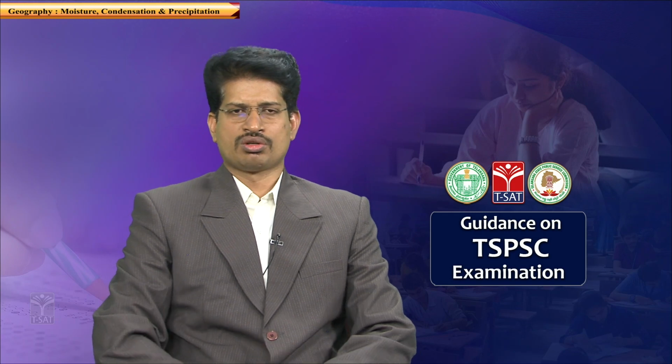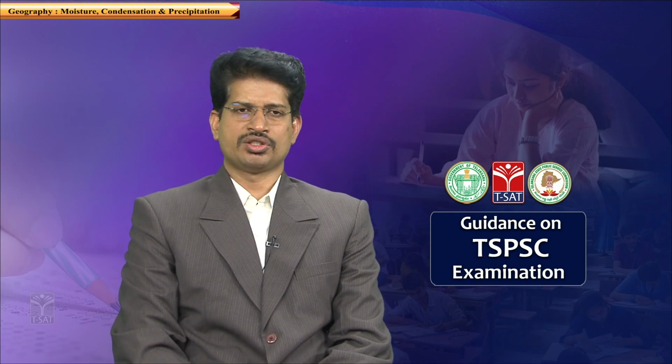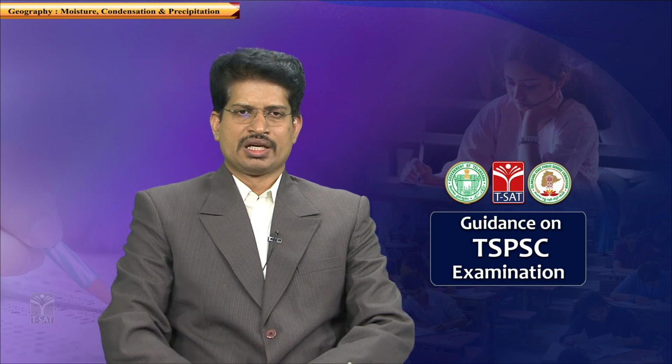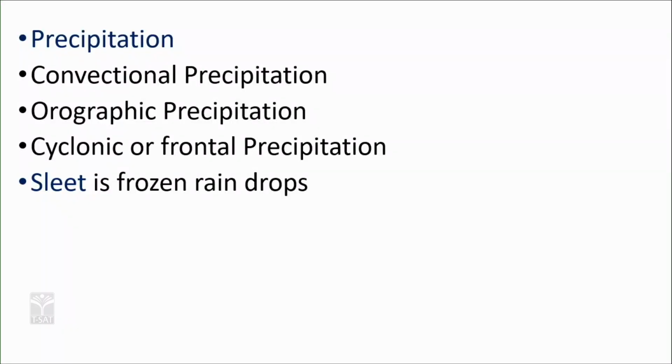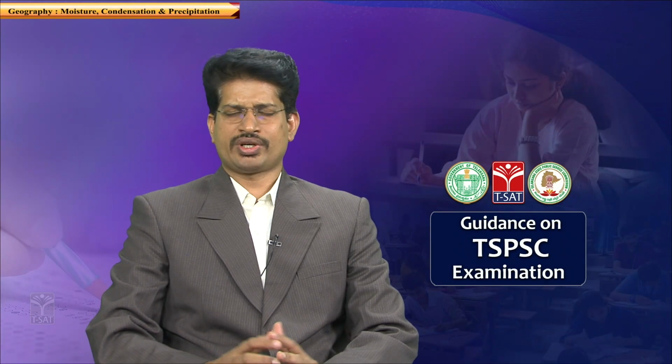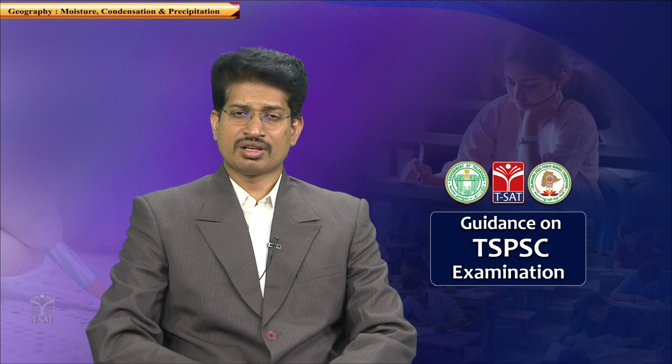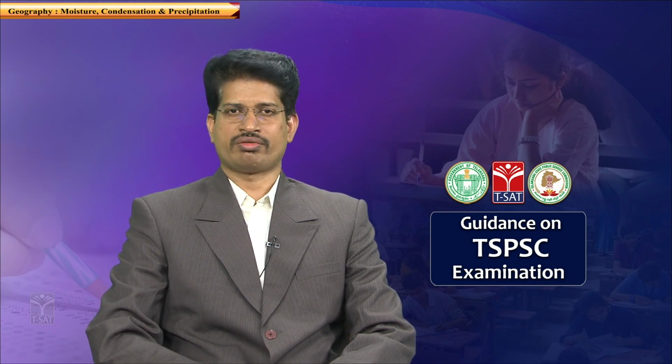Precipitation or rainfall is classified into mainly 3 types: convectional precipitation, orographic precipitation, and cyclonic or frontal precipitation. For precipitation to happen, the basic essential condition is saturation of air.